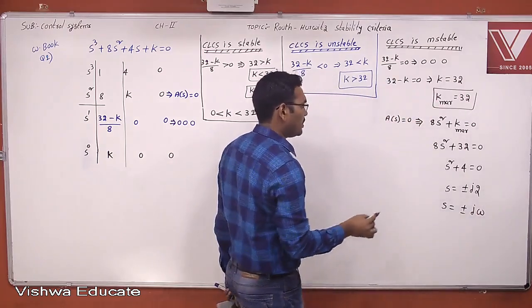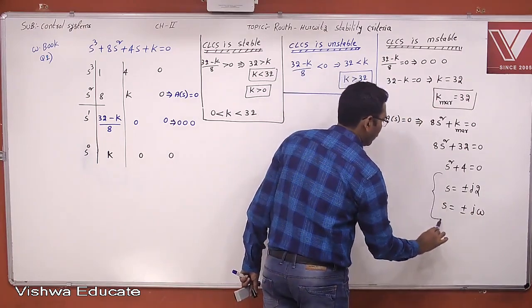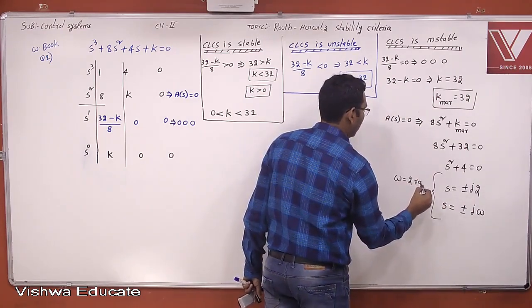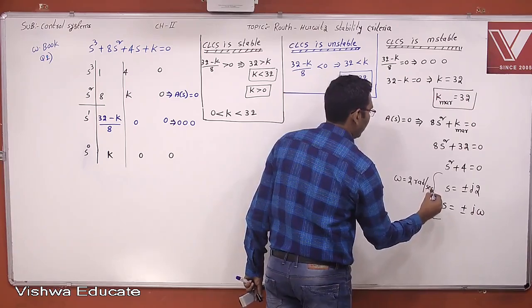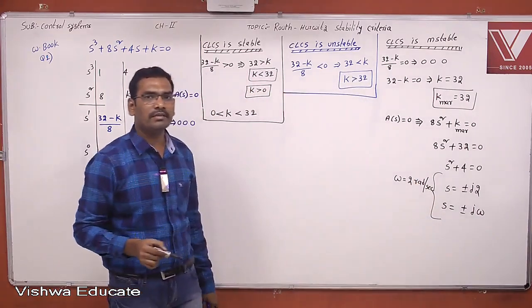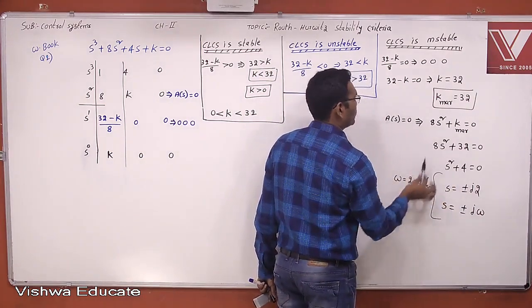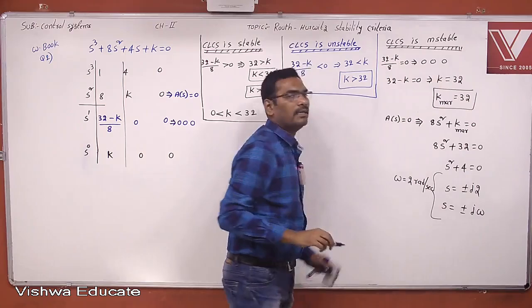What is the frequency of oscillation? The frequency of oscillation is omega equal to 2 radians per second. Therefore, this is the frequency of oscillation if the system is marginally stable.